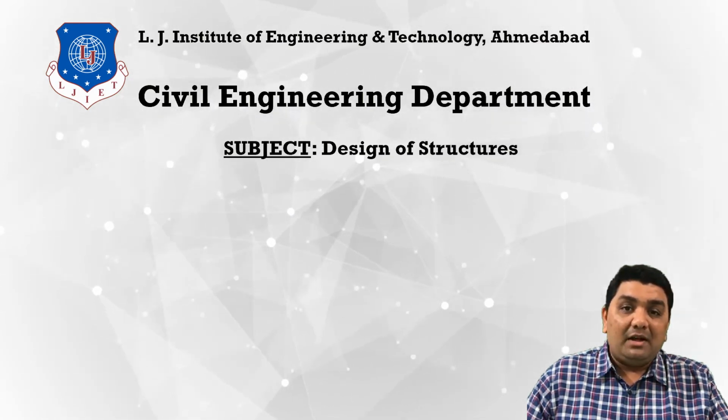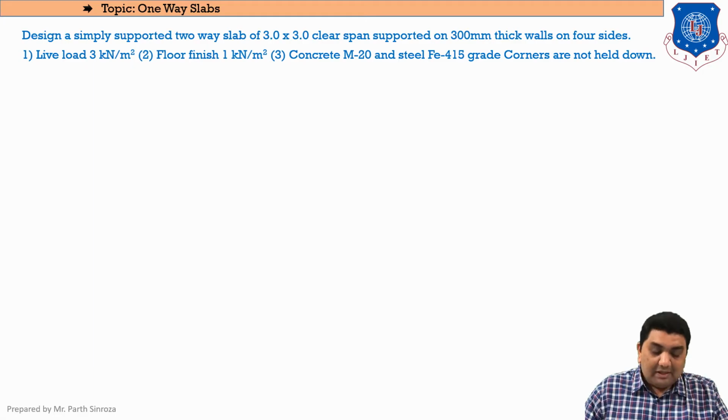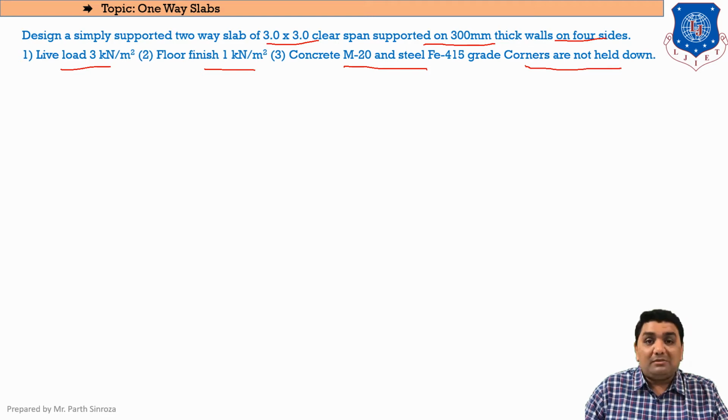So we'll be starting with our first sum in this portion, two-way slabs, and the question here is: design a simply supported two-way slab. The area prescribed is 3 meter by 3 meter clear span, supported on a 300 mm thick wall on all four sides. A live load has been prescribed, floor finish has been given, and the grades of concrete and steel are prescribed in the question. Also a new parameter is prescribed, as you can see: corners are not held down. Now what does it mean? We will look at this later in this session.